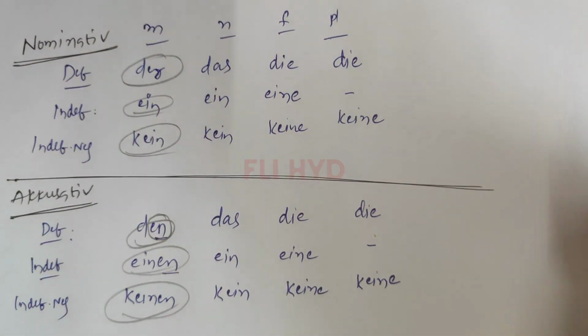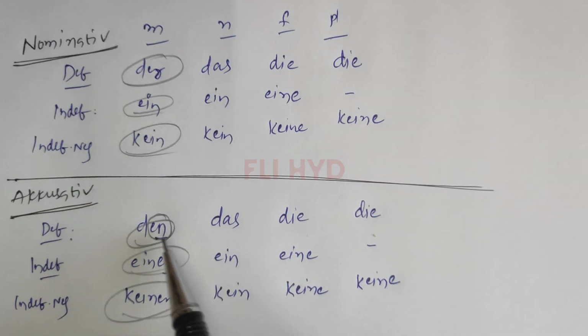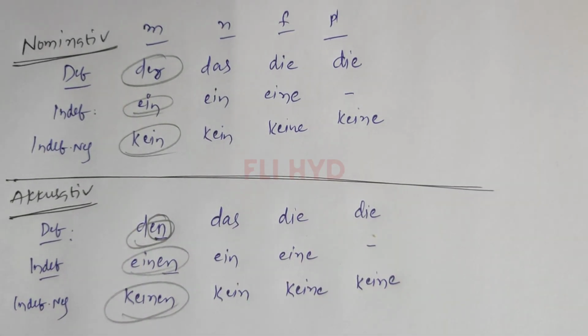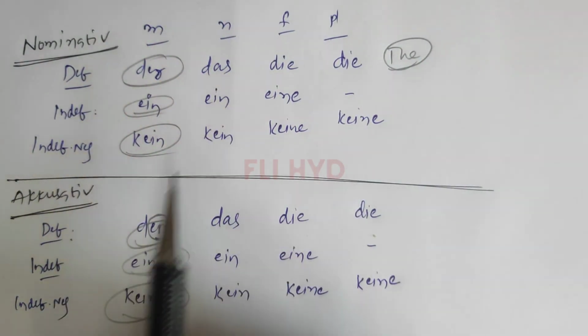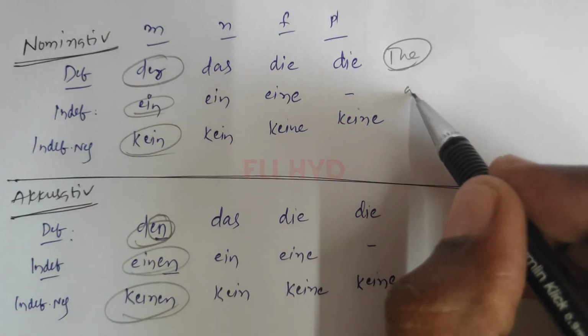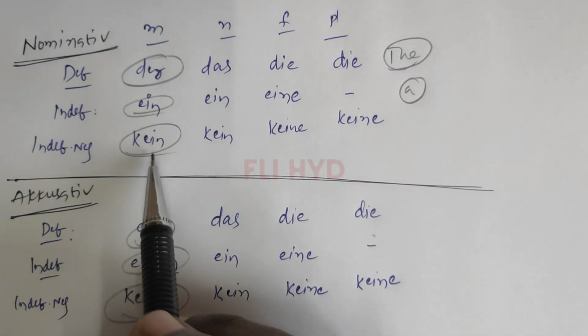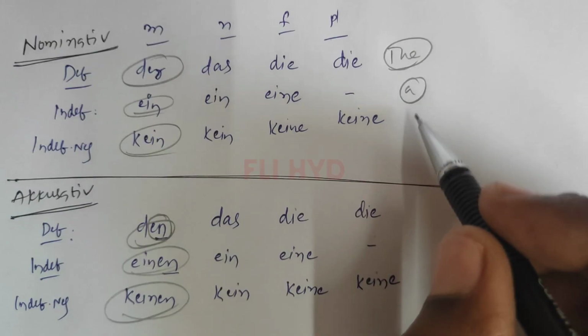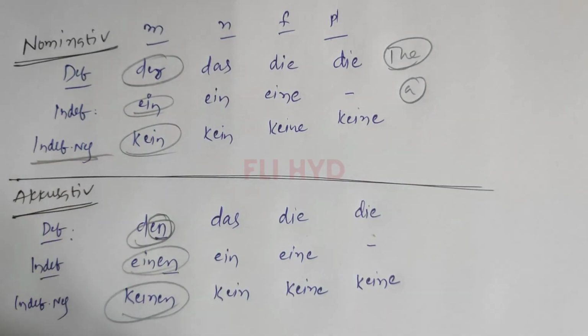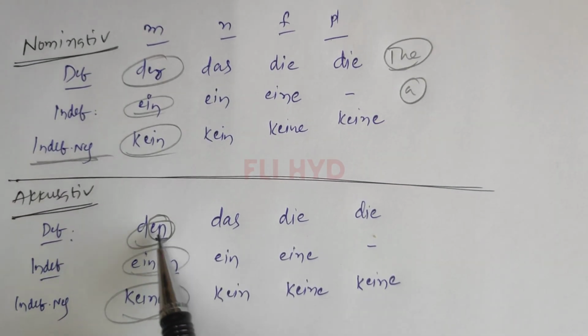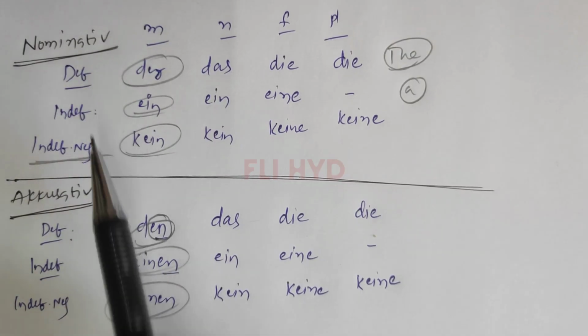Again, most students make mistakes in the sentence about whether to write den, einen or keinen. So where do we write den, and where do we write einen? It's very simple. If you want to write "the", then use the definite article. If you want to write "a", then use the indefinite article. If you want to use negation, like "a book" versus "no book", then we use the indefinite negative. It's clear. If you want to mention "the", use the definite article. It is based again on nominative or accusative.